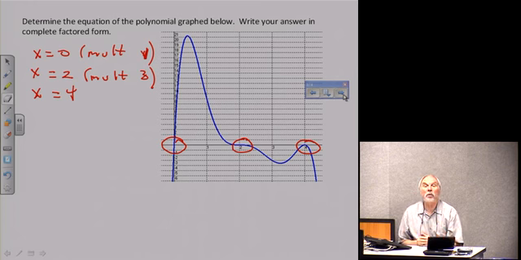At x equals 4, notice our graph looks a whole lot like a downward pointing parabola. Key part is it's acting like a parabola. Notice that it's a pretty sharp parabola. It's not a flattened out parabola. If it was a flattened out parabola, we might think maybe it's got a multiplicity of 4. But this looks like a pretty sharp parabola. So we're going to say that's a multiplicity of 2.